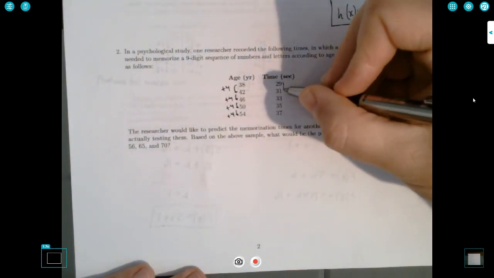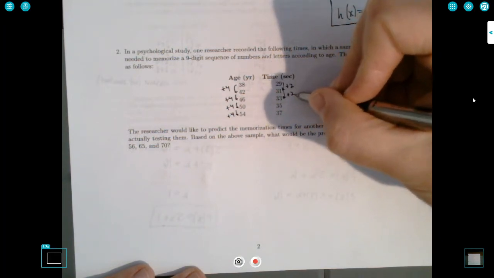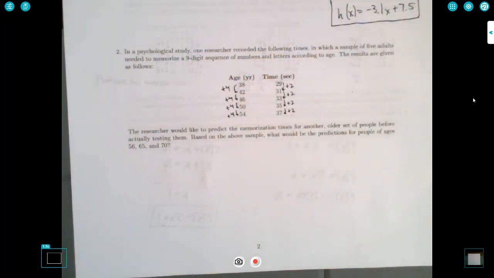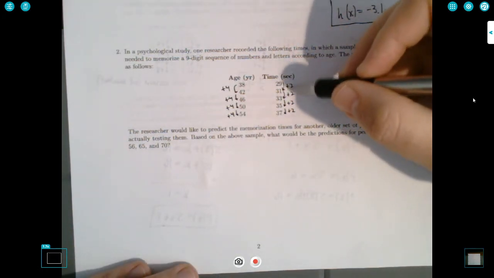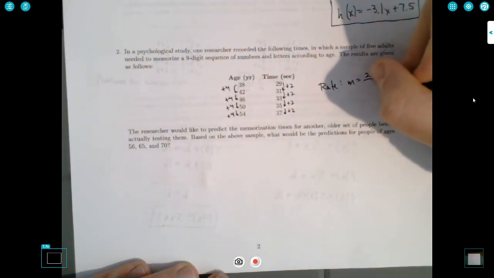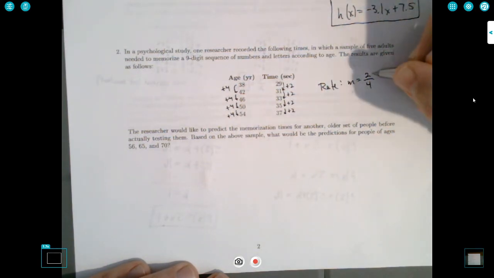What about our outputs? 29 to 31, so it looks like that increased by 2. 31 to 33 went up by 2 again, and by 2 again. Okay. So the rate, it looks like our outputs are increasing by 2 for every increase of 4 in our inputs. So the rate, M, would be 2 for 4, right? So 2 seconds for every 4 years.